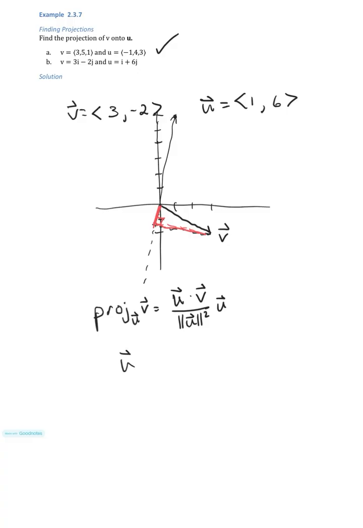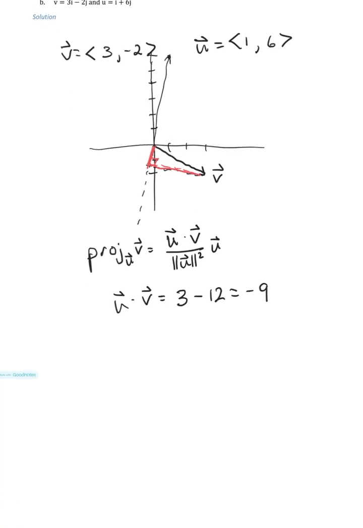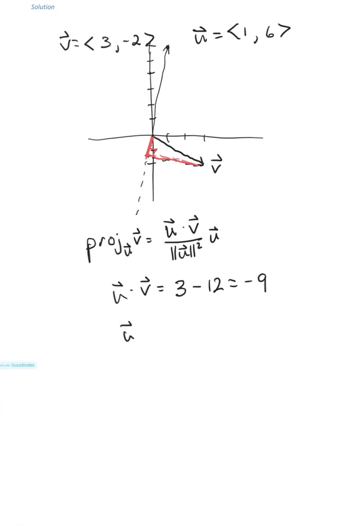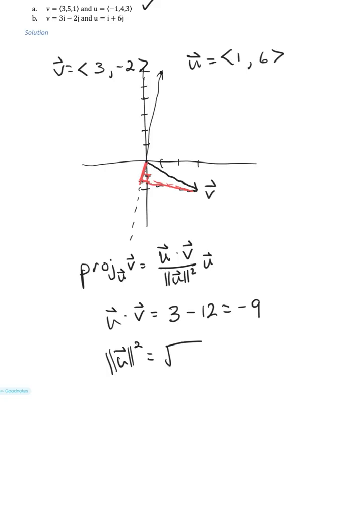So U dot V would be 3 times 1 is 3 plus -2 times 6, so minus 12, giving us -9. The magnitude of U squared, well, that would be the square root of 1 squared plus 6 squared, squared. So 1 plus 36, 37, square root of 37 squared, giving us 37.